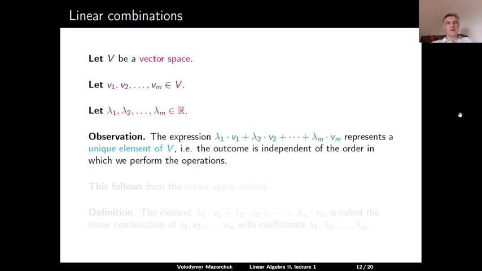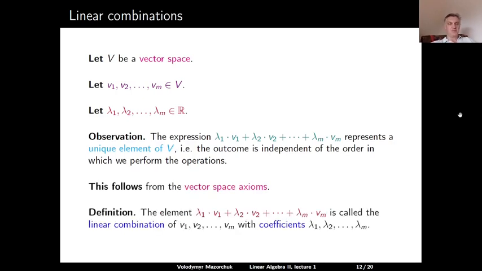This means that all possible ways to compute this expression, so we first multiply terms and then add in different orders, all possible ways to compute this expression give us the same outcome, the same element of V. This is due to our axioms of the vector space.